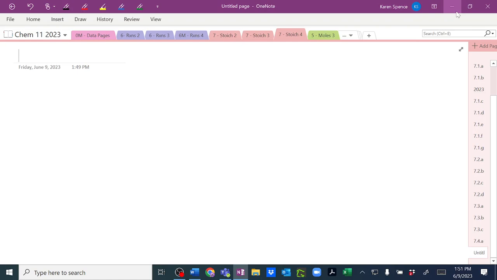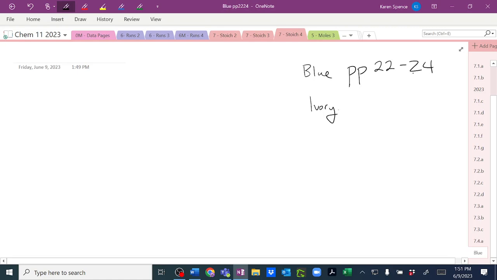If you're wondering what the homework is, if you're just wanting to work ahead, it is pages 22 to 24, and that's in the blue book. And in the ivory book, pages 108 to 111. Okay? But in the meantime, we are going to go through this calculation.